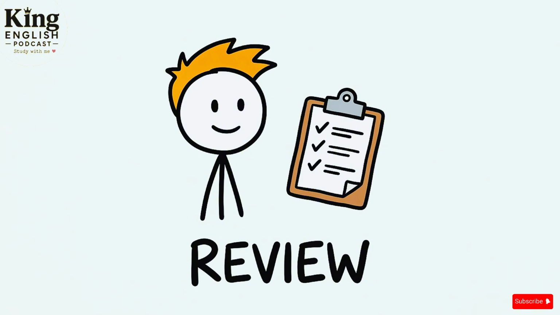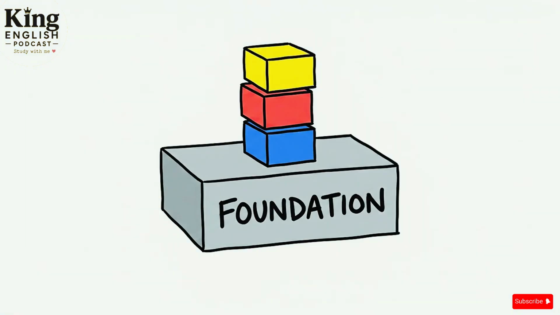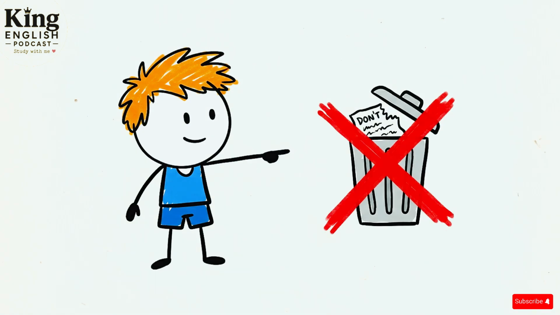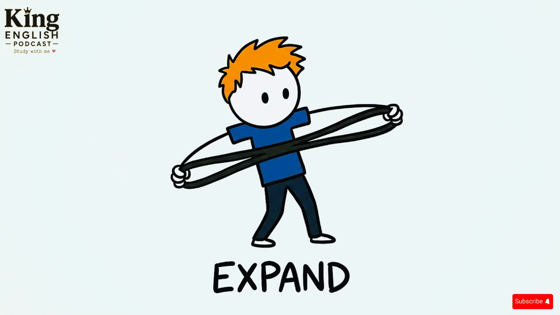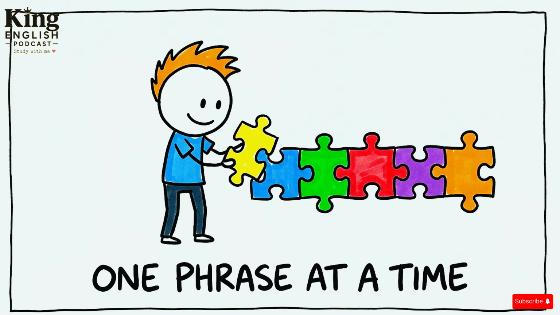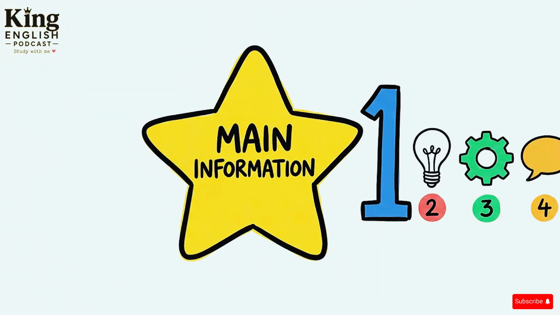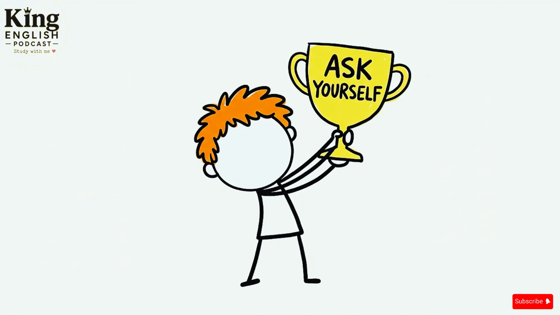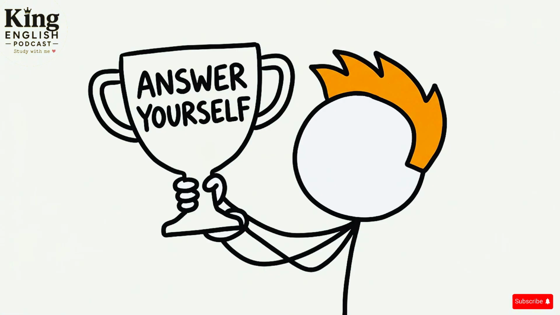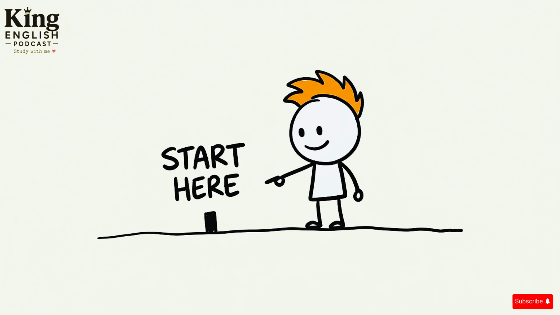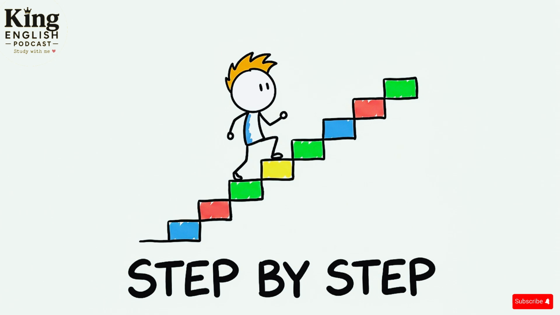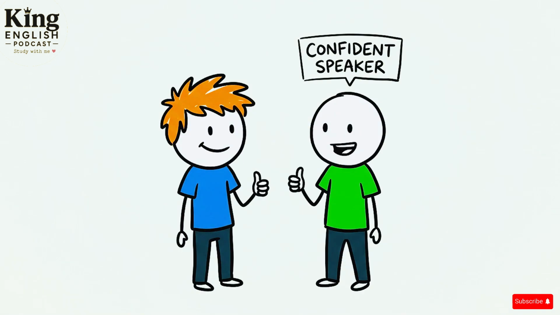Let's quickly review today's lesson. Every English sentence begins with a simple foundation. Subject, verb, information. To make your sentences longer, don't replace the sentence. Expand it. Add one phrase at a time. Remember the natural order. Main information first, extra information second. And finally, practice with the ask yourself, answer yourself method. Start with one short sentence. Answer simple questions. Build it step by step. That's how confident English speakers think.